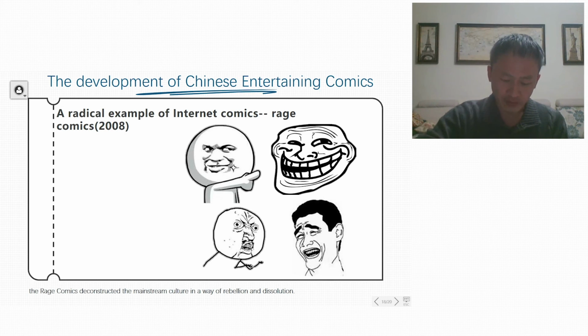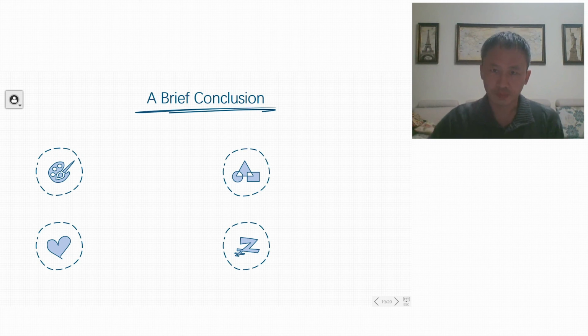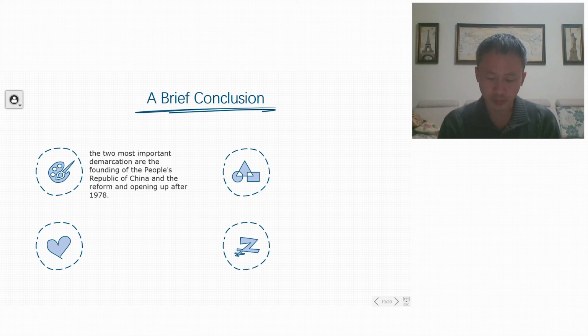So now we have seen some types of comics in China, and we can have a brief conclusion. This is another picture of Ridge comics. So, a brief conclusion. The history of modern comics in China covered more than 100 years and many historical stages. But the two most important demarcations are the founding of the People's Republic of China in 1949 and the reform and opening up after 1978.